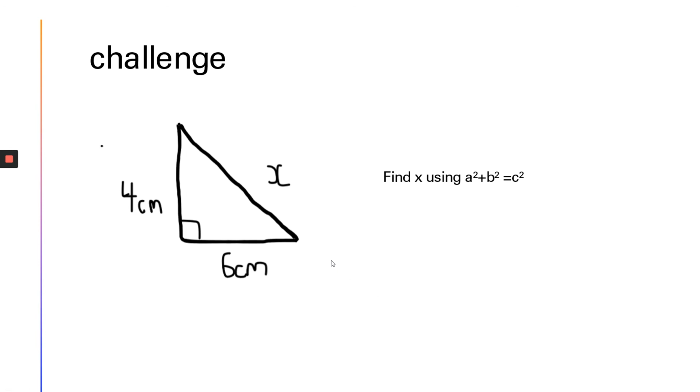Find x using a squared plus b squared equals c squared. Remember that when you get a squared plus b squared, you end up with c squared, or x squared. That's not the answer. We need to find x, not x squared, so we take the square root. And remember you need to do a squared plus b squared, not a plus b, so that's like 4 squared plus 8 squared. You can pause the video now and attempt this question.